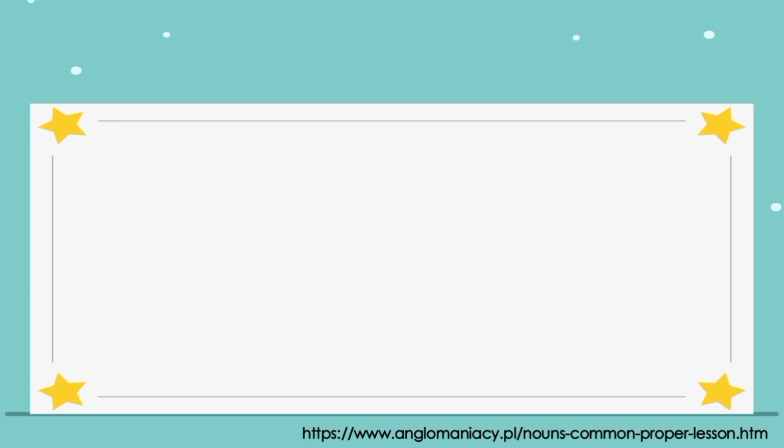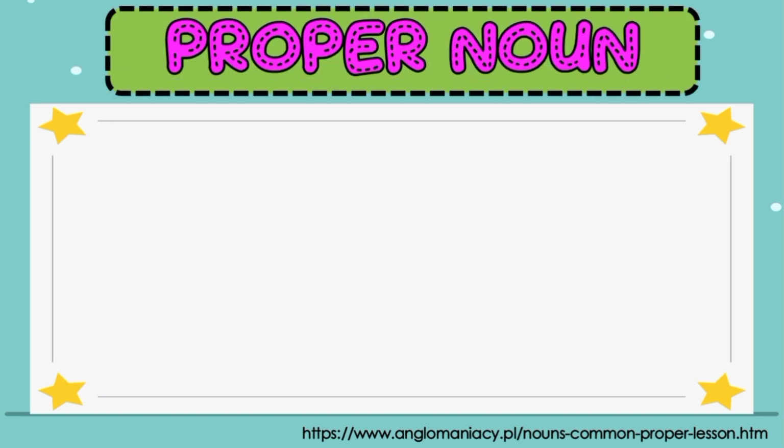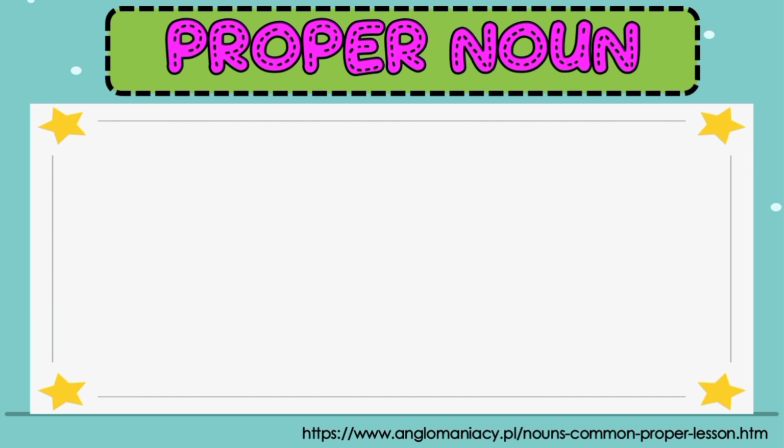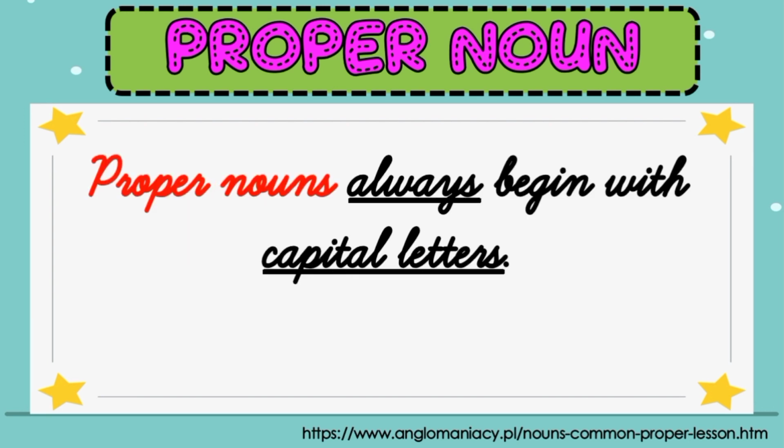Now, let's have proper noun. Proper nouns are unique names. They name specific people, places, animals, things, or ideas. And remember this, proper nouns always begin with capital letters.